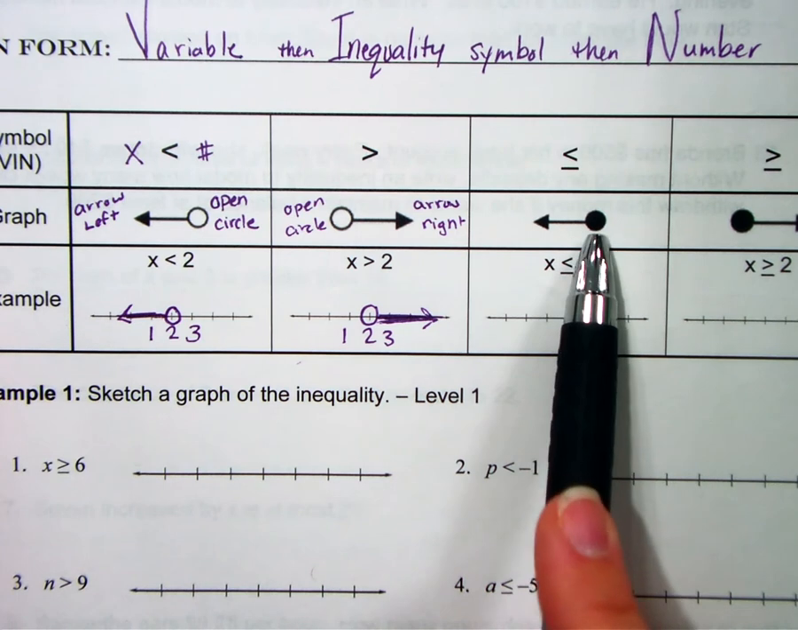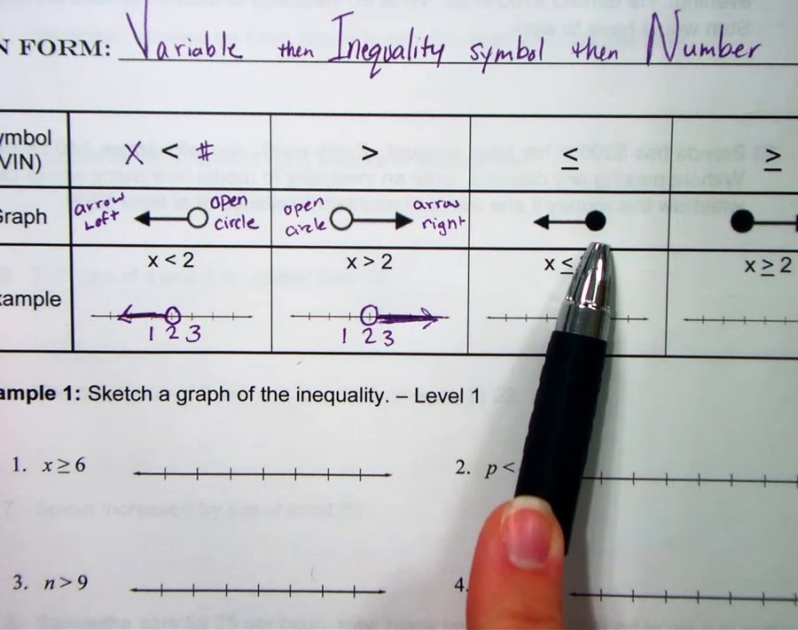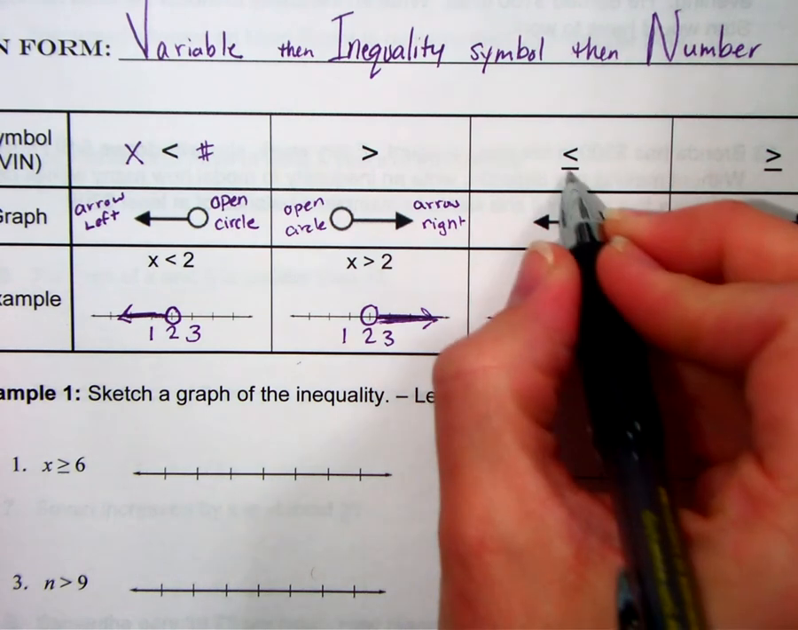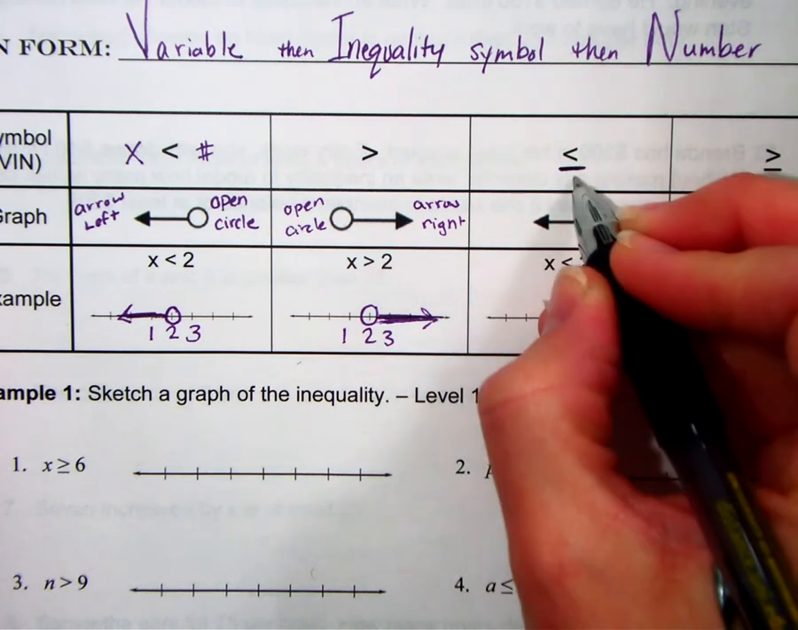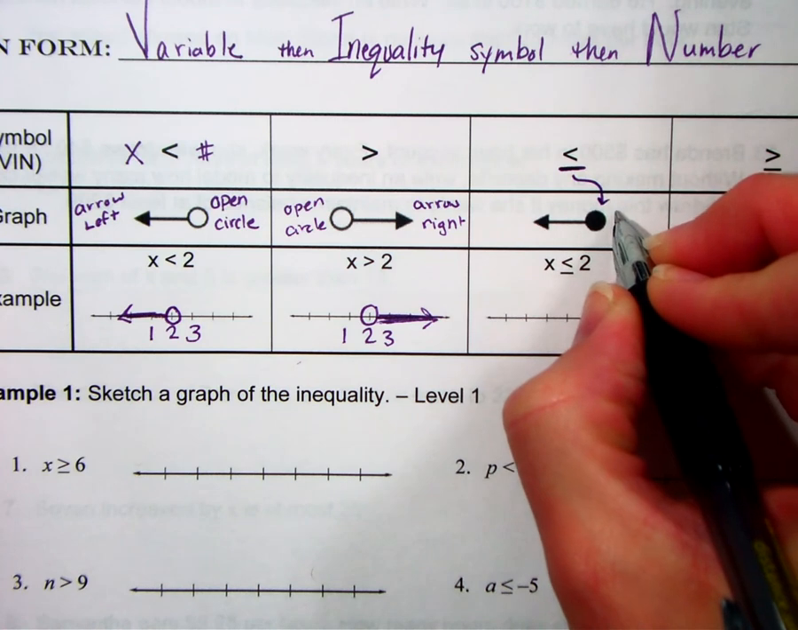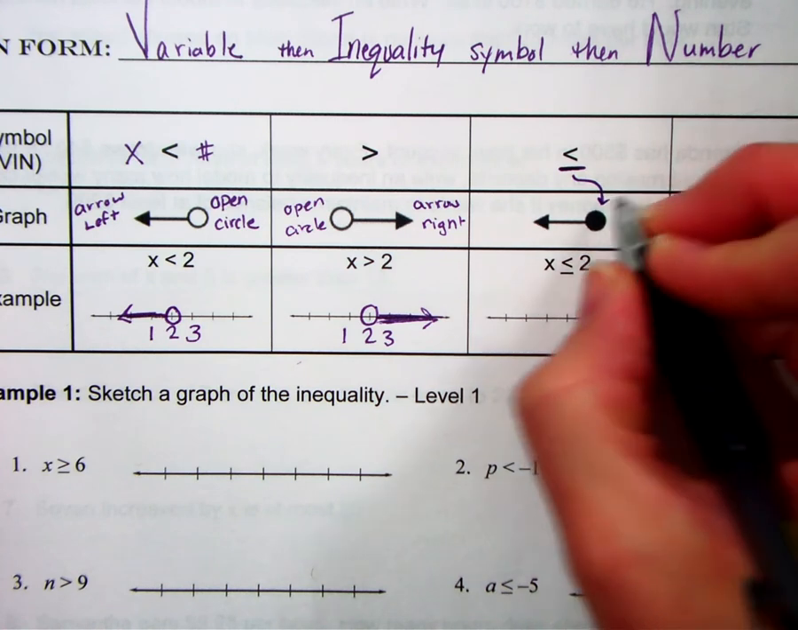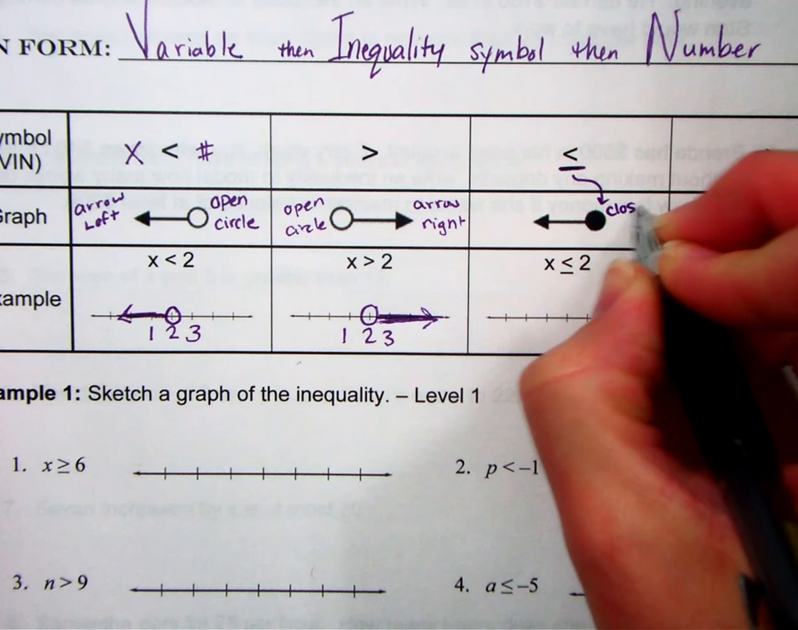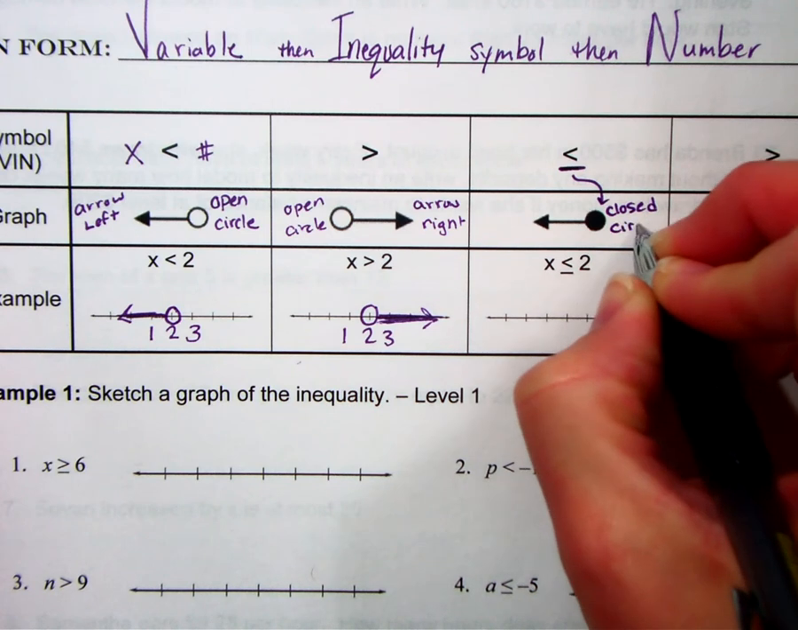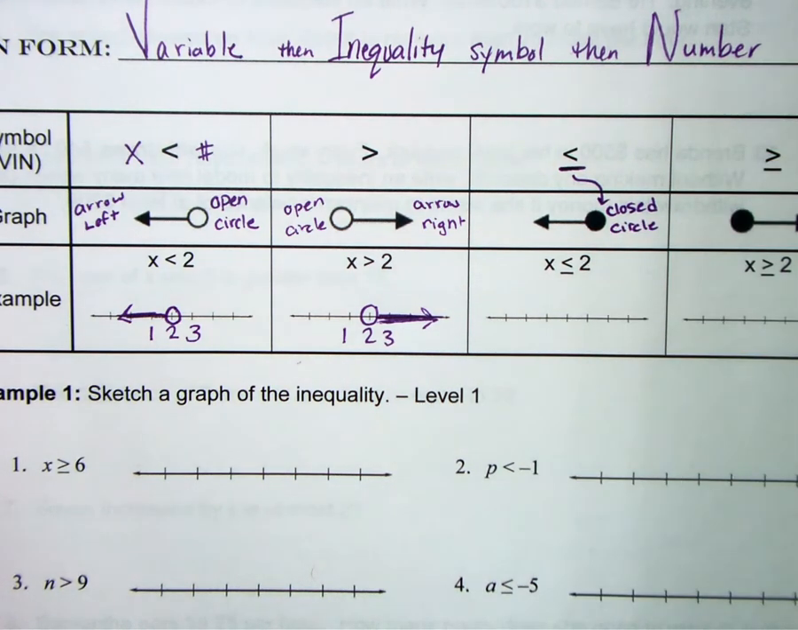Okay, so what's different here? Well, hopefully you see there's a giant black dot. Okay, so what's the difference? When we have this line underneath, it means it is a filled in or a closed circle. So fill that circle in.